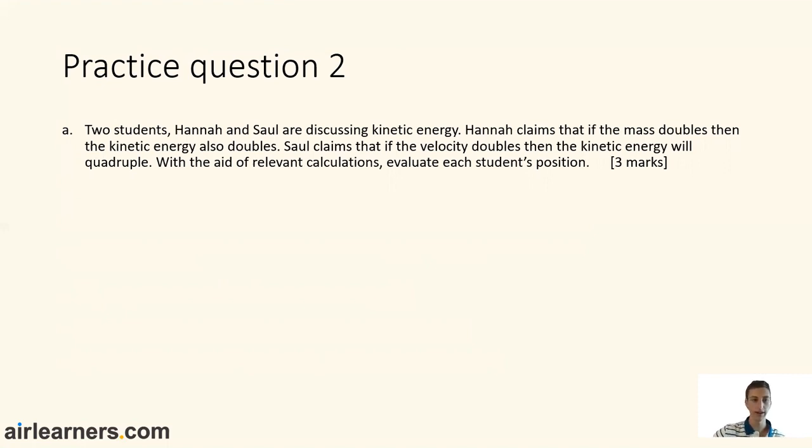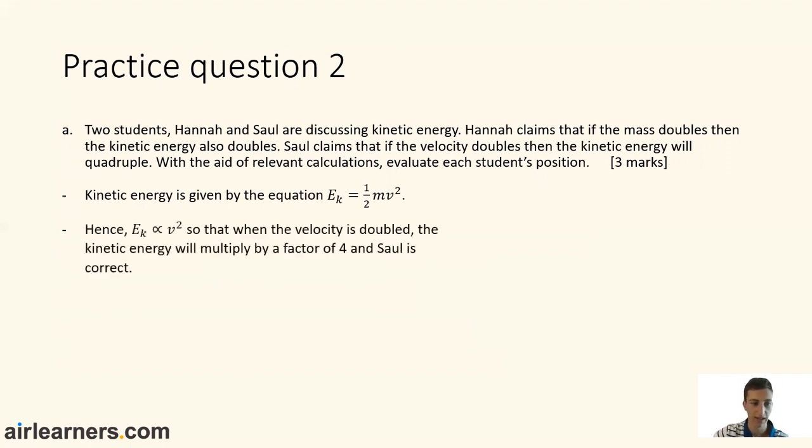All right, now that you've had an opportunity to do that question, let's have a look to see what I would do to answer this. So the first thing I would state is the equation for kinetic energy, because both of these statements, both Hannah and Saul, are talking about kinetic energy. So it's always going to be important in some way. So kinetic energy is given by the equation EK equals half mv squared. Pretty straightforward statement.